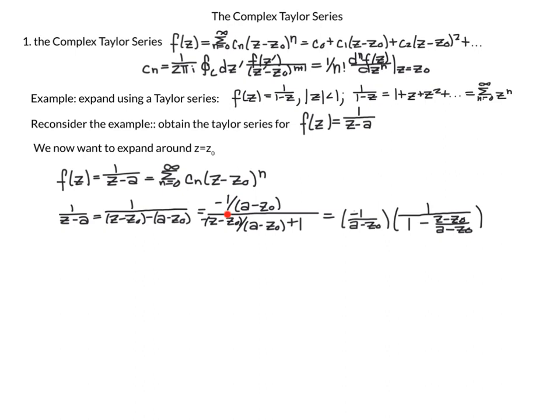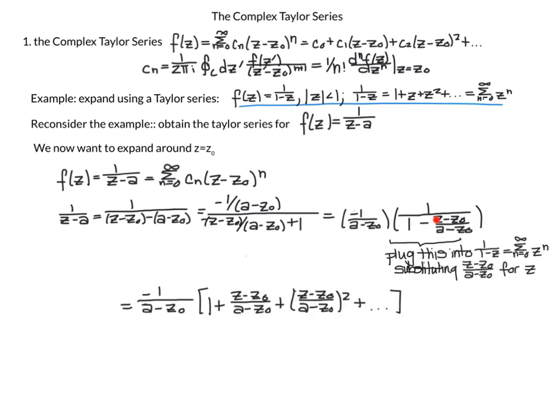So this should be familiar to you from this example. This is a common technique, so not only should it be familiar, but you should memorize it, or you should remember it. So now I'm going to factor out my constant on top so that I get the form 1 over 1 minus a simple function of z.